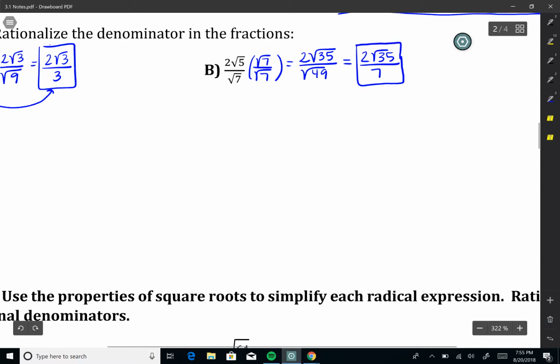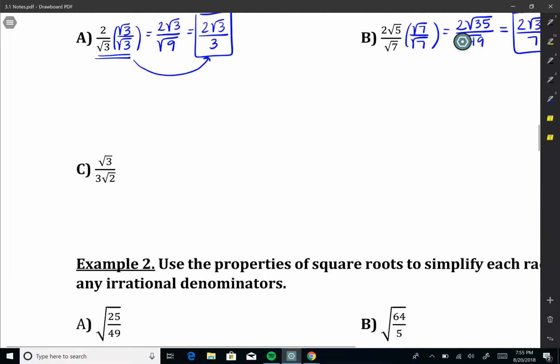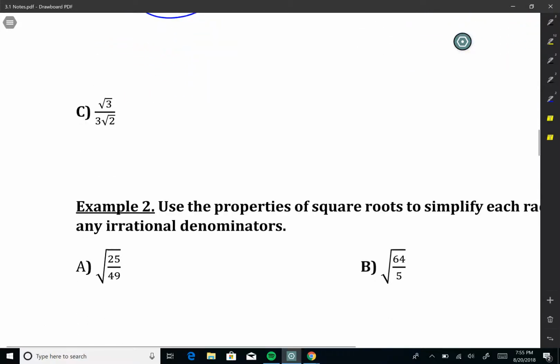So that would be a rationalized denominator. Finally, letter C. The only thing that's wrong with this one is the rad 2 in the denominator. So I only need to multiply by rad 2. You do not have to multiply by the 3. That's an integer. That's a good number to have in the bottom.